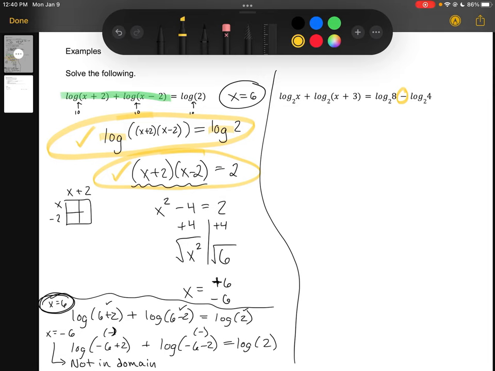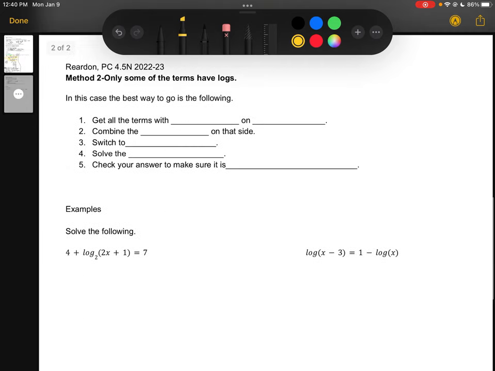So the whole purpose of this method of solving is to get logs alone on each side and to eliminate the logs as a result of them being alone. All right, so next we have a different type of question. It's not always possible that we can just have logs on each side. Sometimes we have more complicated terms. And when we have more complicated terms, we have a different method that we can use to solve.